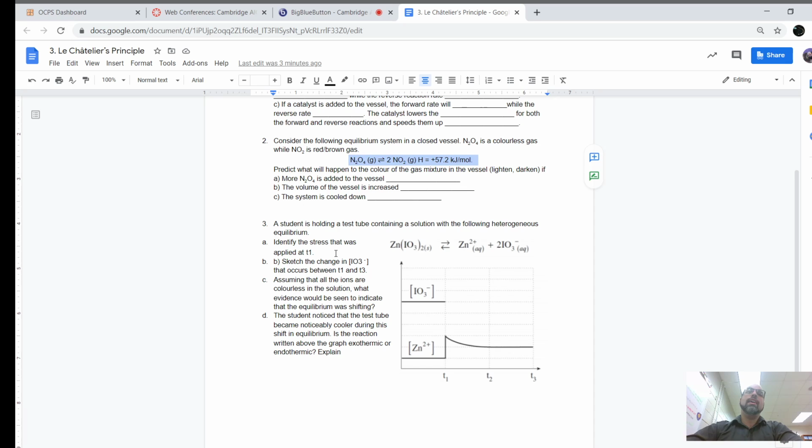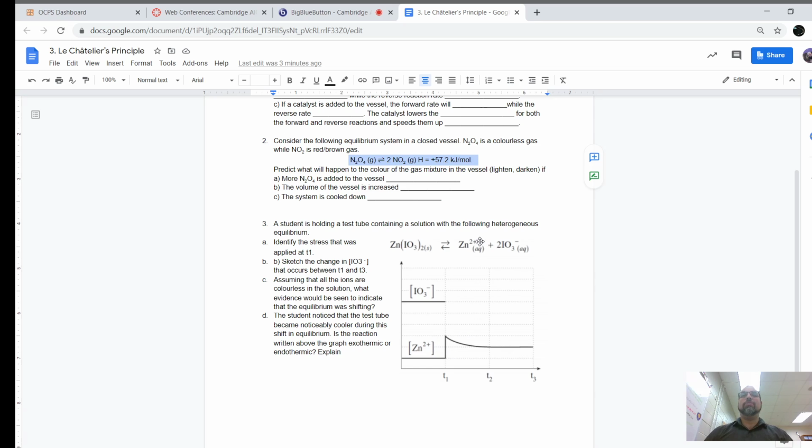What we can do is look at our graph right here, and we can see that we have a huge increase here. The only way we can get a huge increase like that is if we add zinc to our solution. So therefore, A is going to be that we added a large amount of zinc ions. And then it wants us to sketch the change in IO3 when that happens.